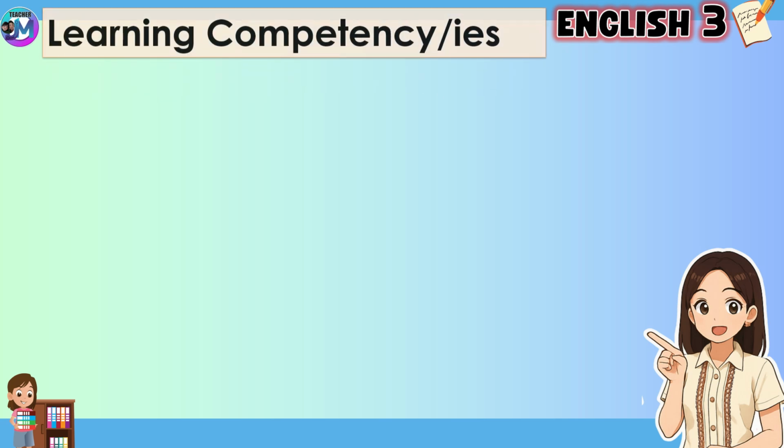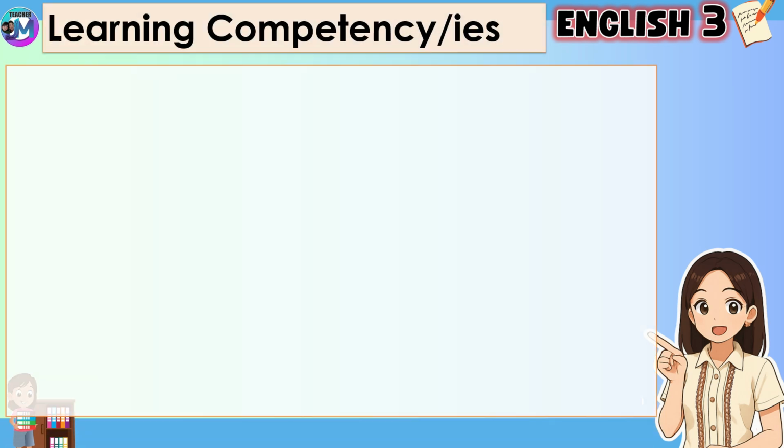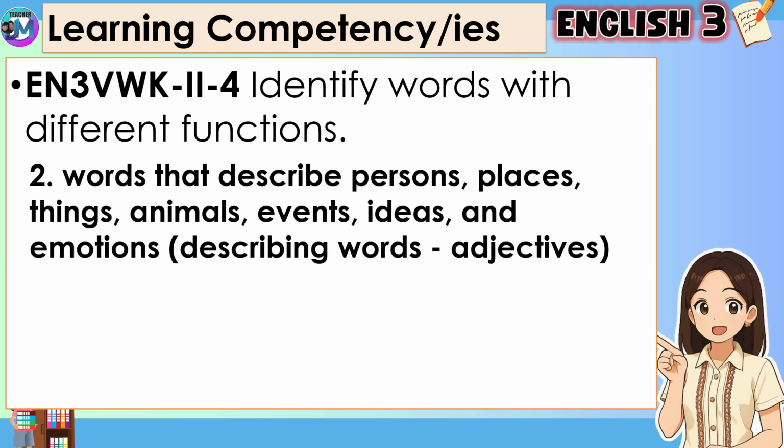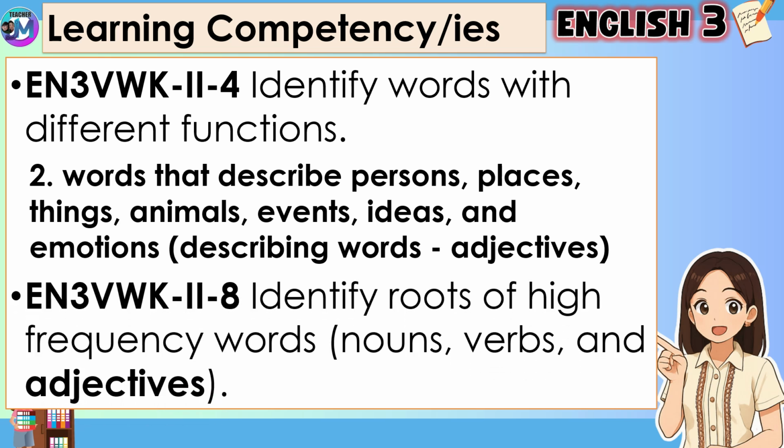Let's look at the learning competencies. First, identify words with different functions. Number 2, words that describe persons, places, things, animals, events, ideas, and emotions, which are the describing words or adjectives. And identify roots of high-frequency words, but for this topic, we're just going to focus on adjectives.